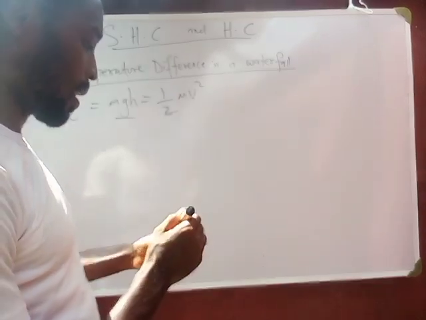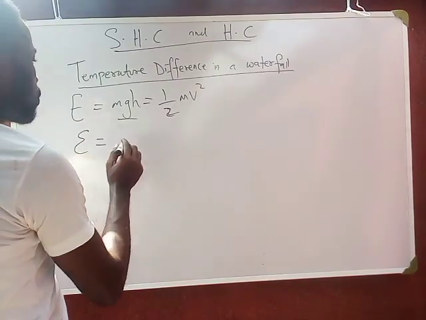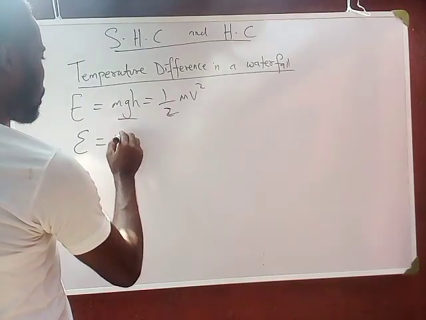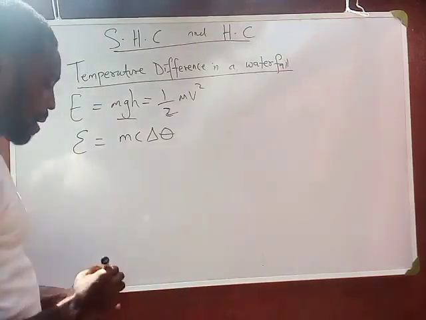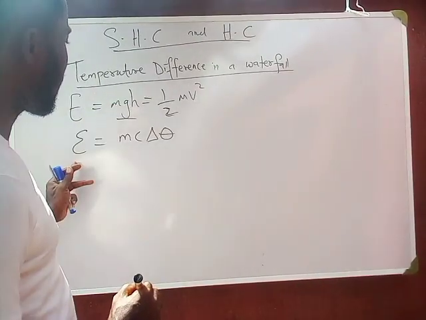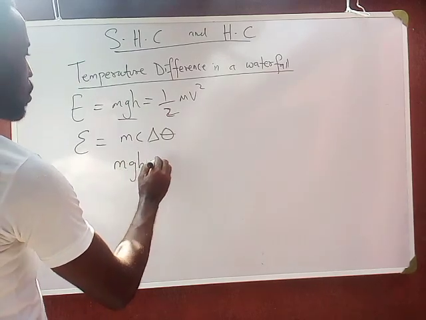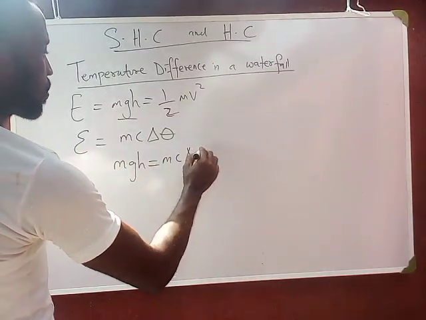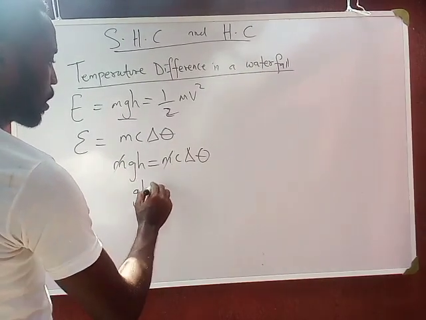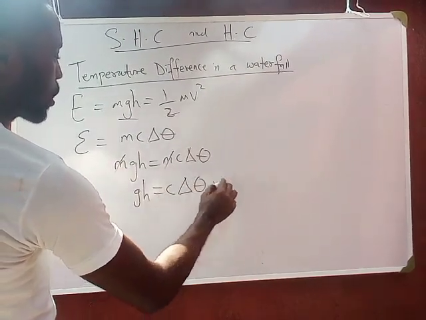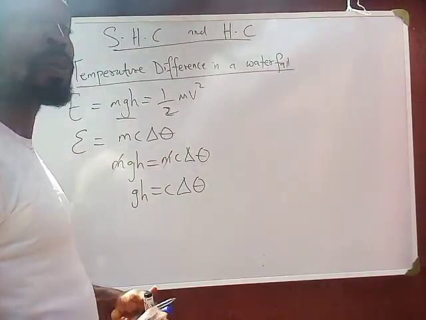And this is kinetic energy. Now, we've also discussed that energy in the form of heat is mass times specific heat capacity times change in temperature. That means if energy equals this and energy equals this, I can just say that mgh equals mc change in temperature, where m cancels m, and I have gh equals c times change in temperature, and you can make any of them the subject of the formula.